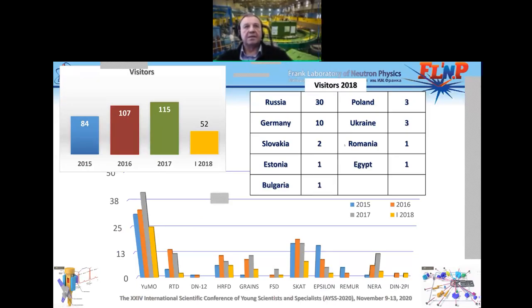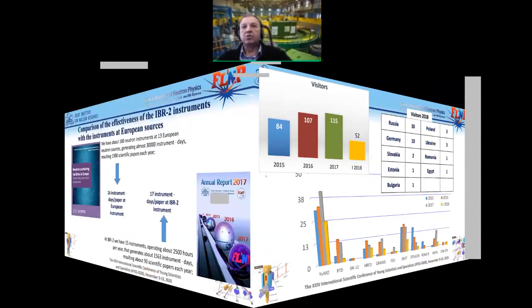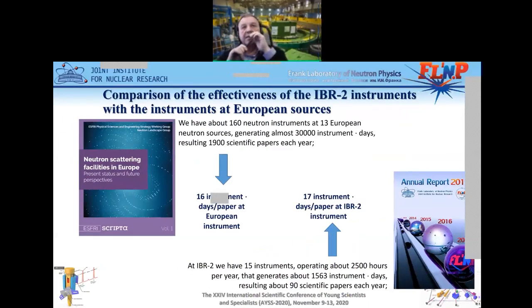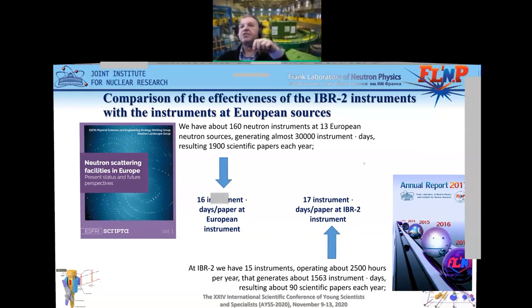Here is the statistic for the visitors from the year 2018, the distribution by countries and so on. And this slide is a comparison of the efficiency of our reactor and the instruments at European neutron sources. From the data officially published in these documents and in our annual report, we can deduce that in order to publish one scientific paper, you should spend approximately 16 days at an average neutron instrument in Europe. After 16 days of experiments, you get the necessary data to publish one paper. At the IBR-2, you need the same amount of time. In 17 days, you get sufficient data to publish the paper.